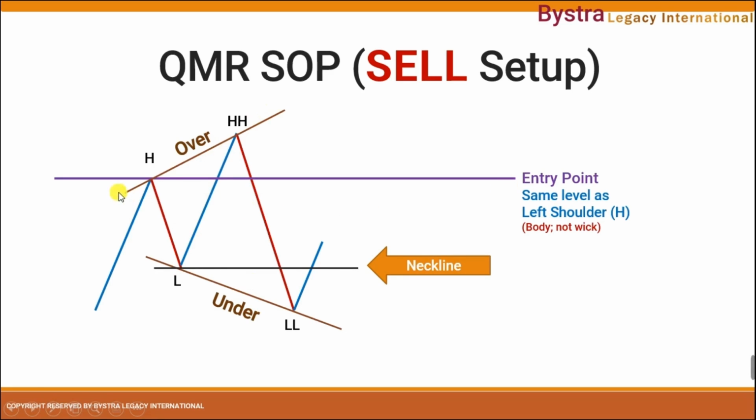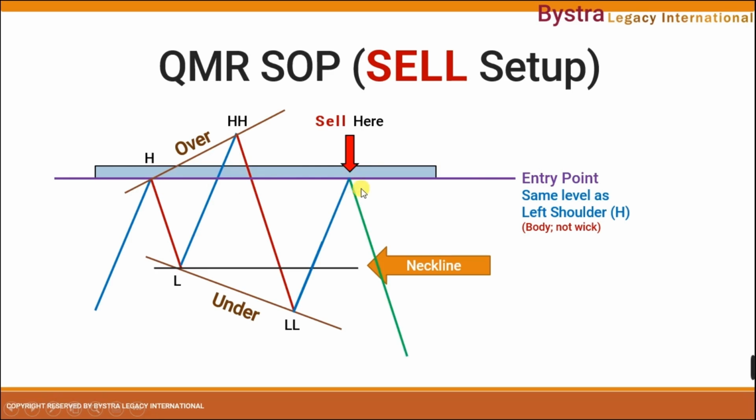Let's mark the entry point, which is the same level as the left shoulder, at the body, not at the wick, at the body of the left shoulder. And let's mark the zone up to the wick for easy monitoring. So this is where we will sell. We will put our pending order at this entry point. Price will come to this area and then go down. Simple as that. The most important part, remember, is that it must always be on a quick retest.